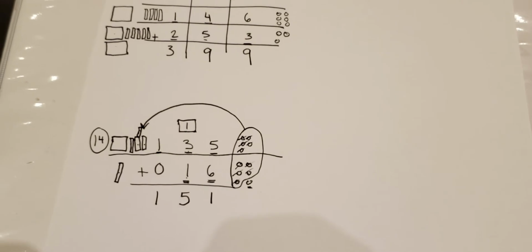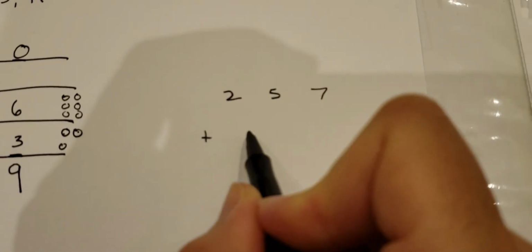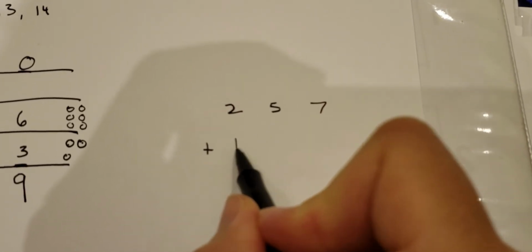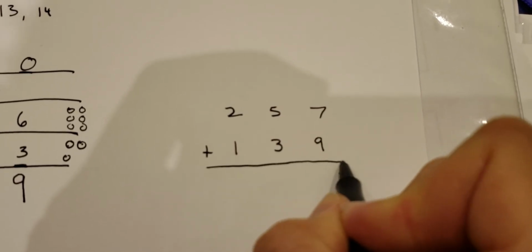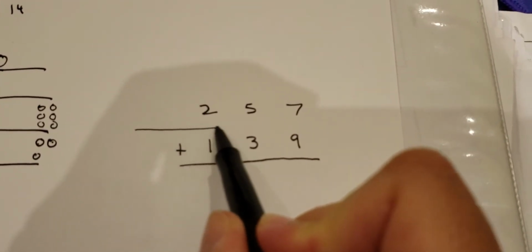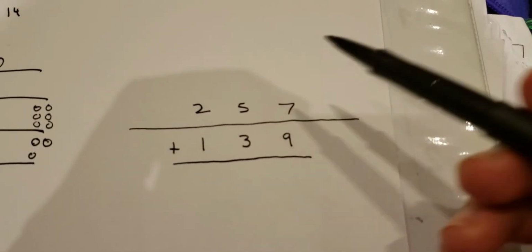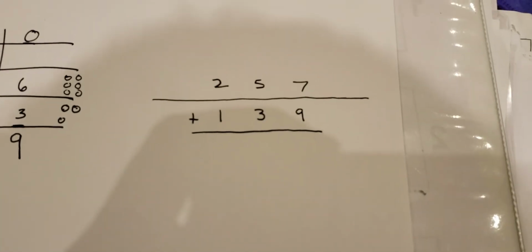And I'm going to do a bonus question. Okay? I'm going to put it right here. I'm going to write this. 257 plus 139. Okay. So I'm going to draw these lines here so that we can separate our top base 10 pictures and our bottom base 10 pictures. Okay.